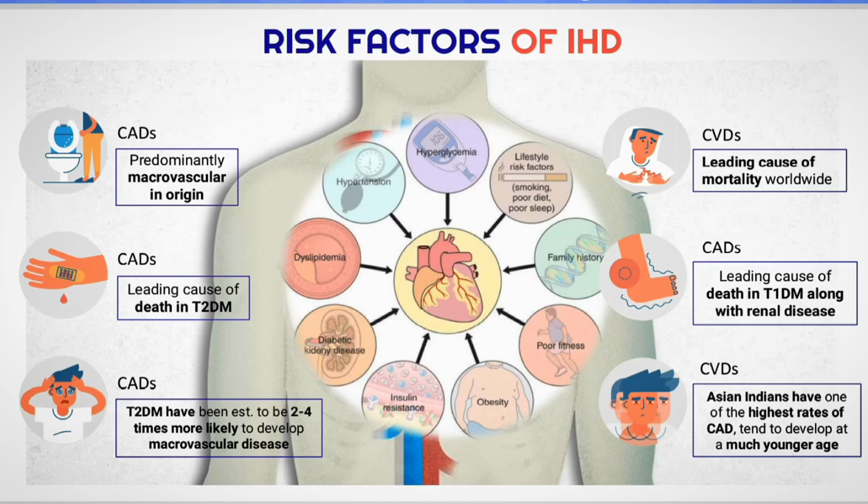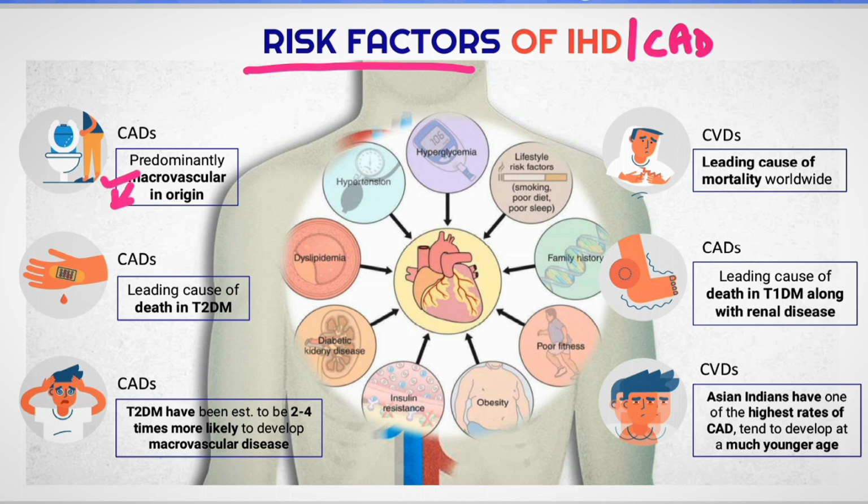Now let's discuss the risk factors of ischemic heart disease or coronary artery disease. This coronary artery disease or ischemic heart disease is predominantly macrovascular in origin. Macrovascular means involving the large vessels including the coronary artery, and it is the leading cause of mortality worldwide. Coronary artery disease is the leading cause of death among persons having type 2 diabetes mellitus, and it is also a leading cause of death among type 1 diabetes mellitus.